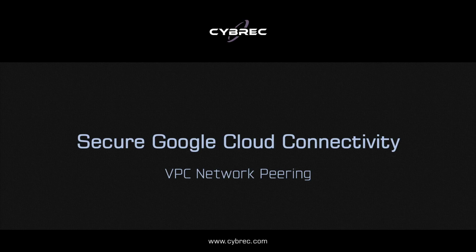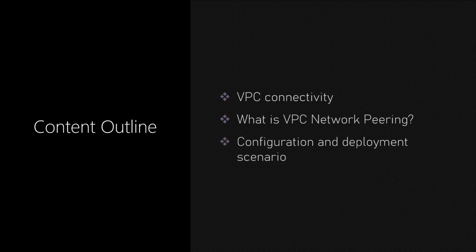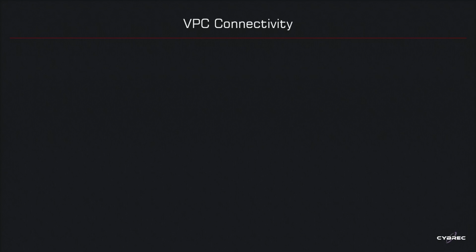Welcome everyone. This is VPC Network Peering, where we will start with a recap on the default behavior of VPC network connectivity. Then I'm going to explain why you may want to use the so-called VPC Network Peering feature of the Google Cloud Platform. And then at the end, we will take a look at the configuration for VPC Network Peering and see how to use it in the cloud.